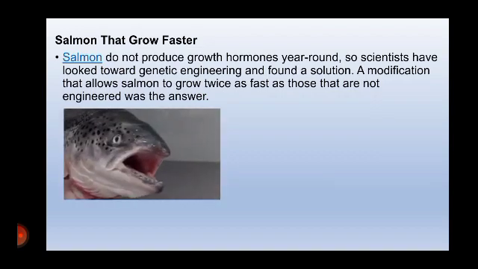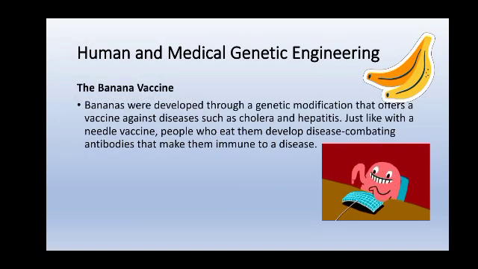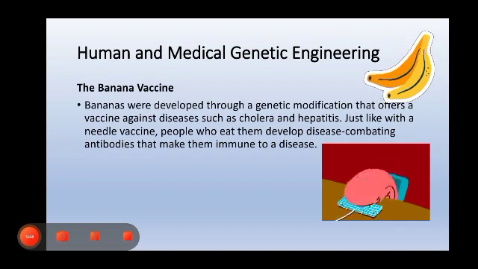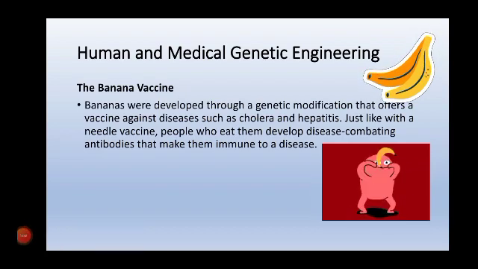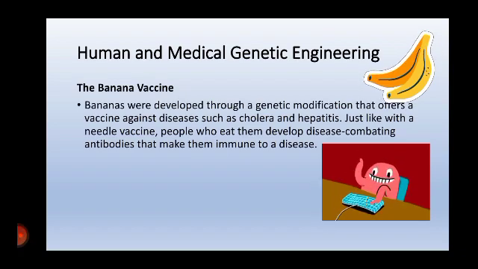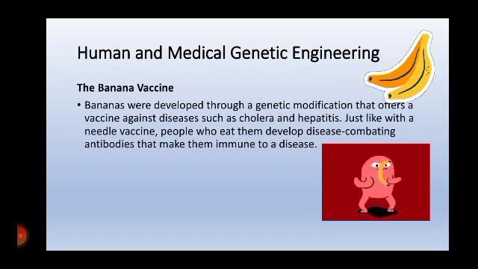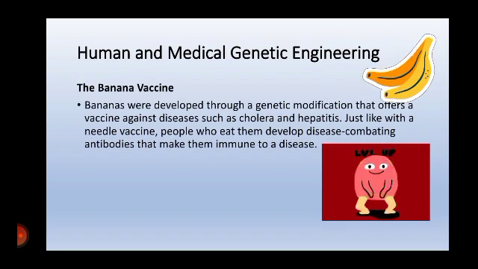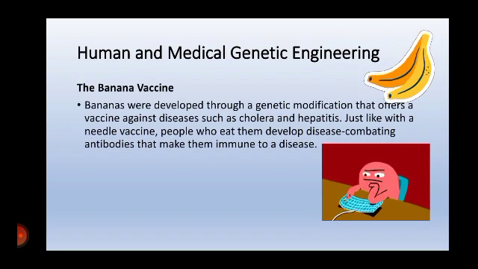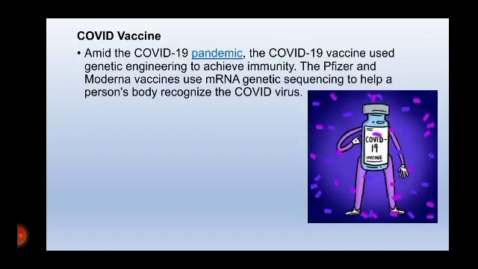Human and medical genetic engineering. First, the banana vaccine. Bananas were developed through a genetic modification that offers a vaccine against diseases such as cholera and hepatitis. Just like a needle vaccine, people who eat them develop disease-combating antibodies that make them immune to a disease.